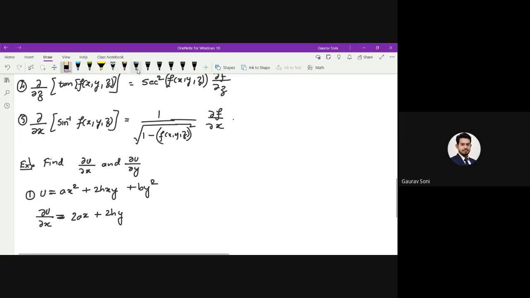What you are doing here is you are taking partial derivative with respect to x. So let me go step by step over here. Others who are having problem will be clear with this. So first of all, you are taking partial derivative with respect to x. So this will be ax square plus 2hxy.